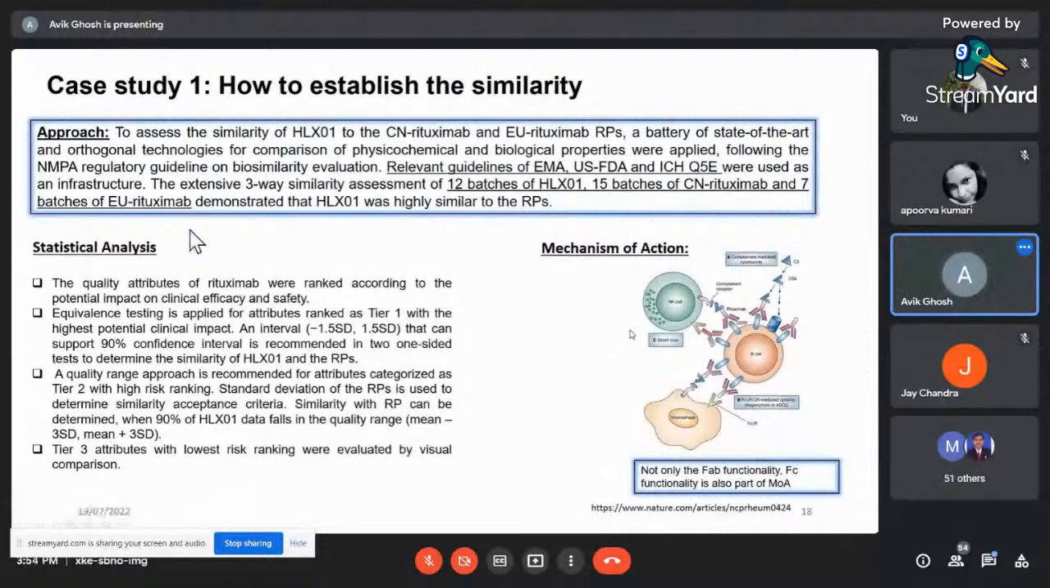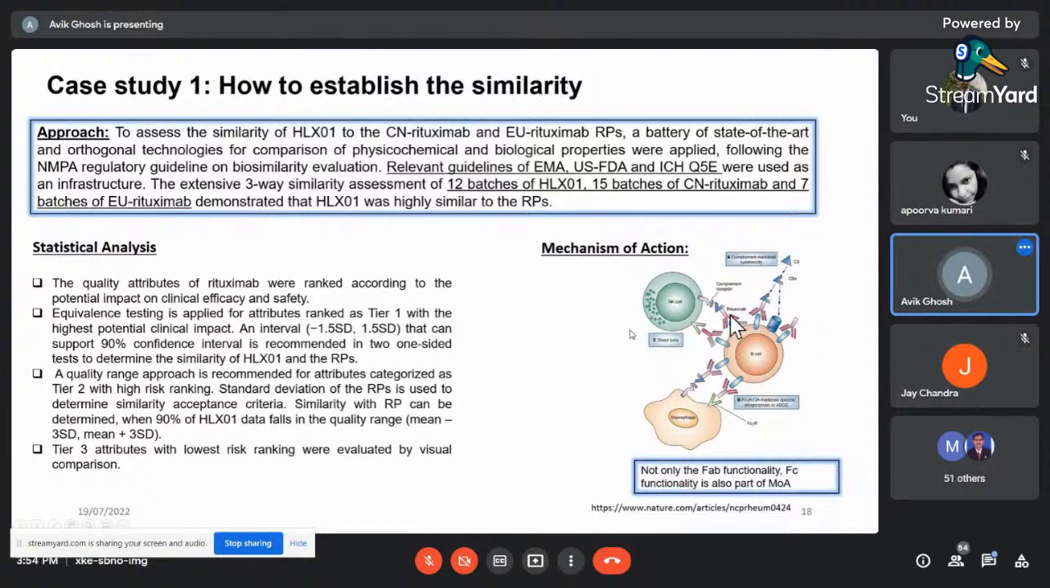Okay. And an important part is to know the mechanism of action, right? So how rituximab works, right? As I mentioned before, generally how a mAb works is it binds to the target through its Fab, right? So generally the Fab function is very important. As you see over here, rituximab is binding to the B cell CD20 by the Fab region, right?